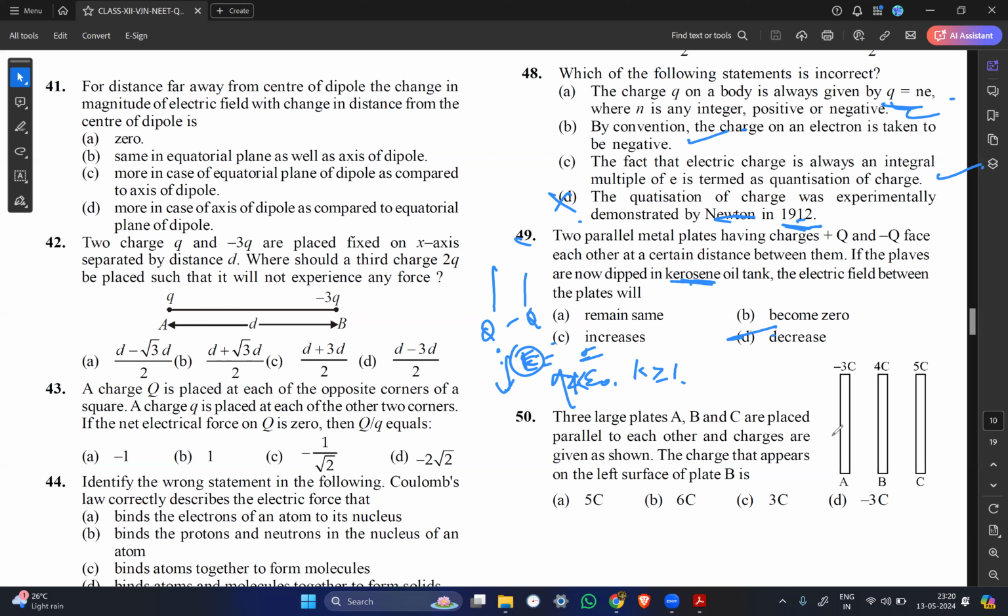The 50th I will tell you later. Some confusion here, 6 is given as the answer. Okay, so we'll end here. The 50th we'll do later in the class.